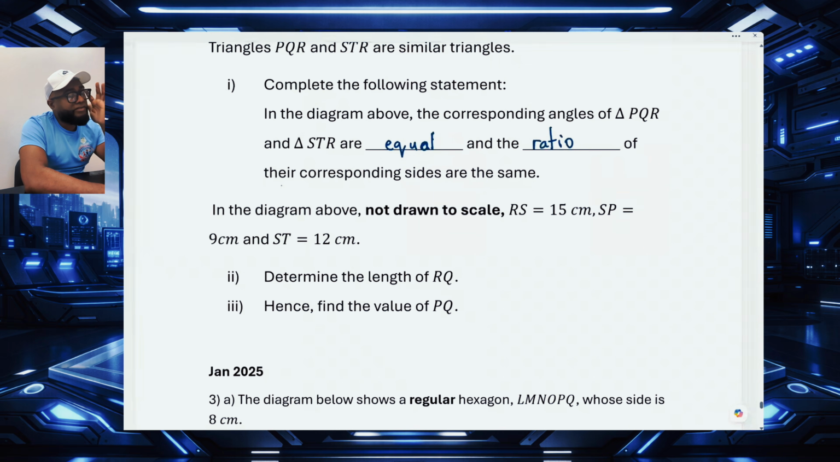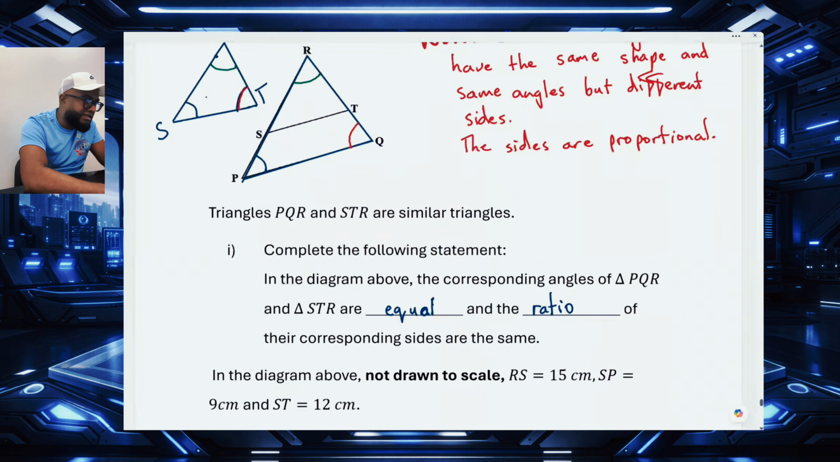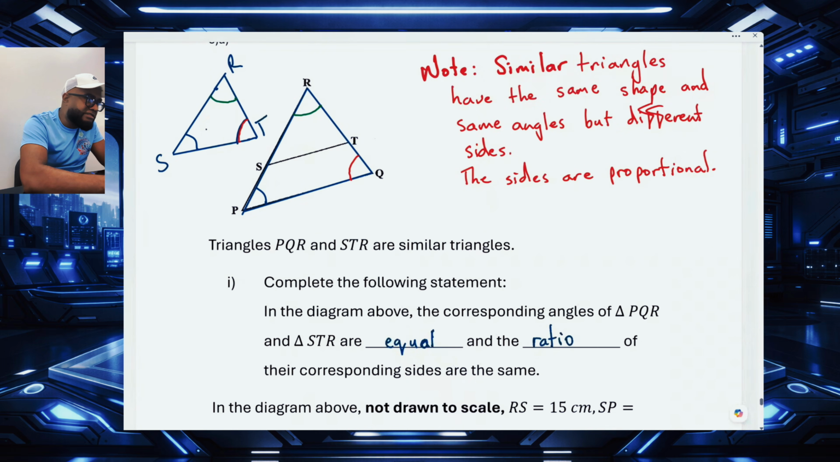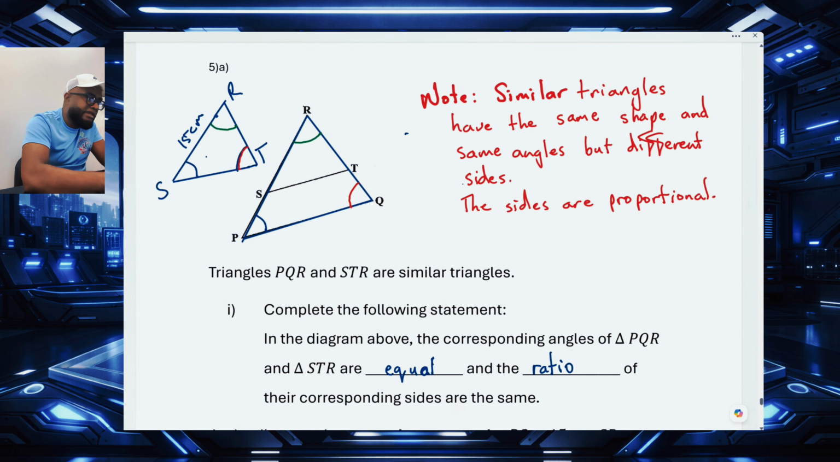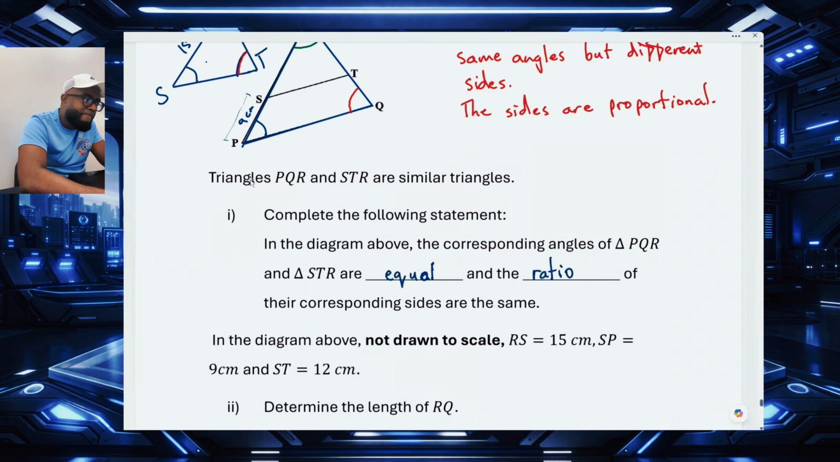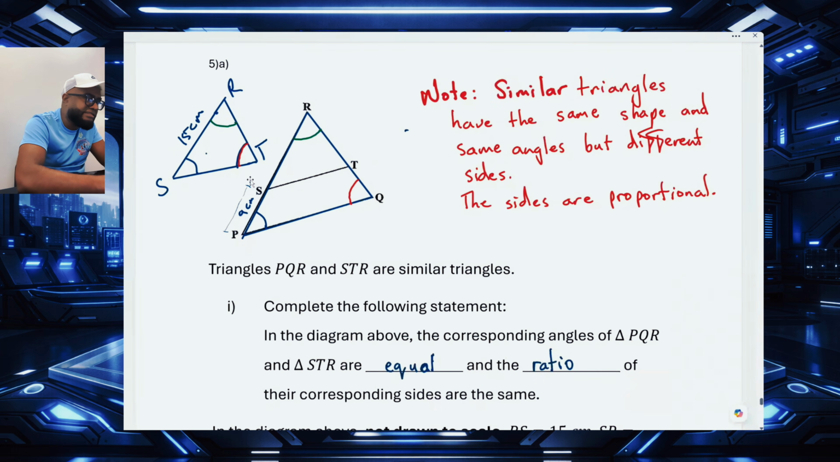Then they said in the diagram above, not drawn to scale, RS is equal to 15 centimeters. RS, so R to S is 15. So that'll be here. Putting it in this one, this is 15 centimeters, right? SP is 9. S to P is 9. That's this little piece down here. S to P is 9 centimeters. That from here to here is 9 centimeters, right? ST is 12. S to T is 12. That's down here.